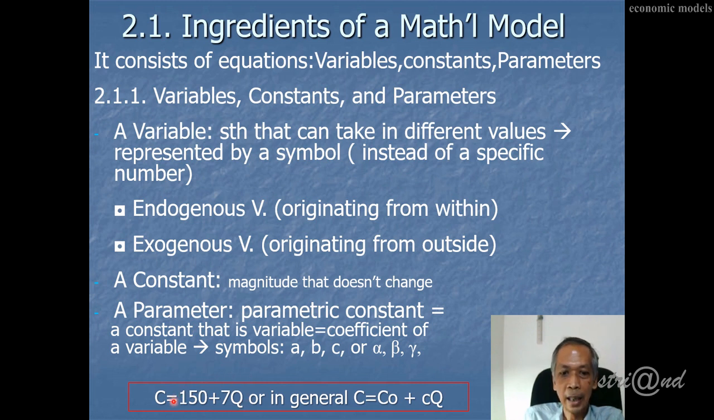Okay, and in a more general form, this equation can also be written as C equals C0 plus cQ. So the C0 here represents this constant 150, and the small c here represents the parameter, which is 7 in this equation. Okay, so this is a more general form of this cost model. Okay, let's see the next slide.